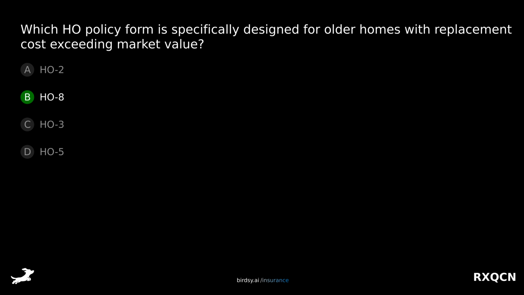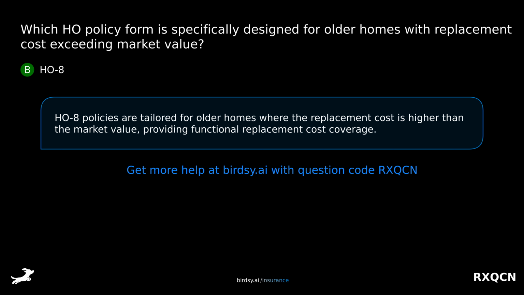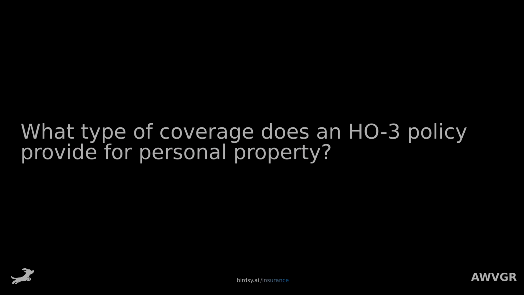The answer is B, HO8. HO8 policies are tailored for older homes where the replacement cost is higher than the market value, providing functional replacement cost coverage. What type of coverage does an HO3 policy provide for personal property?